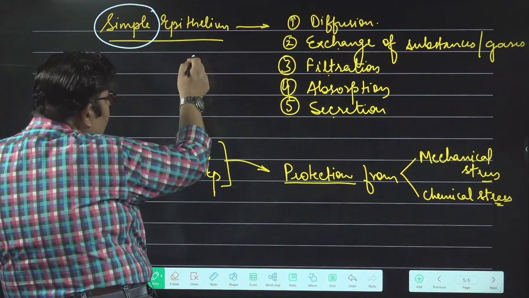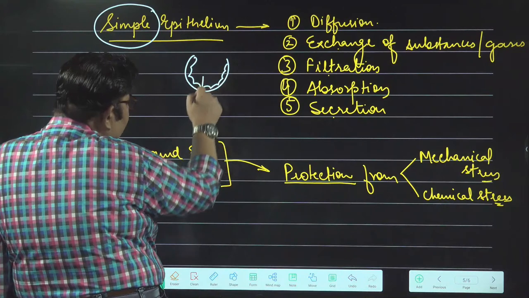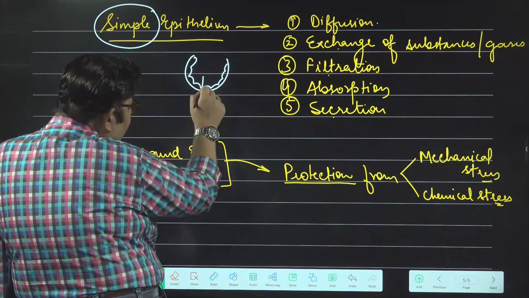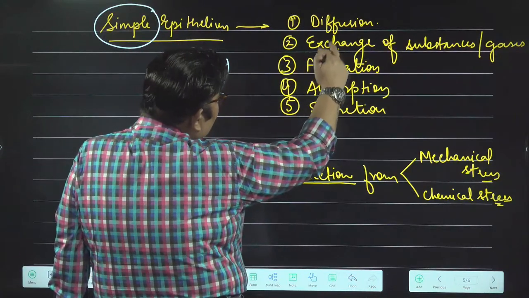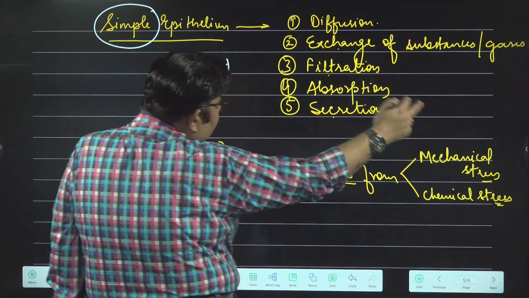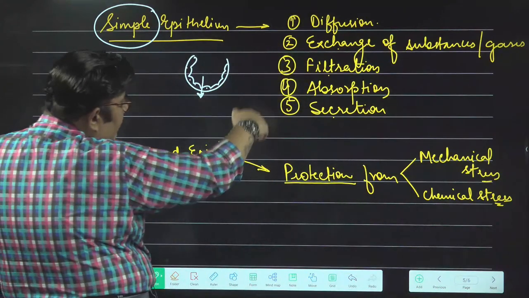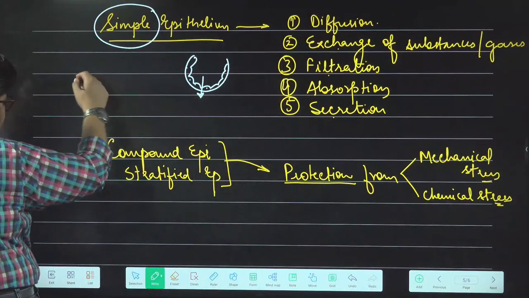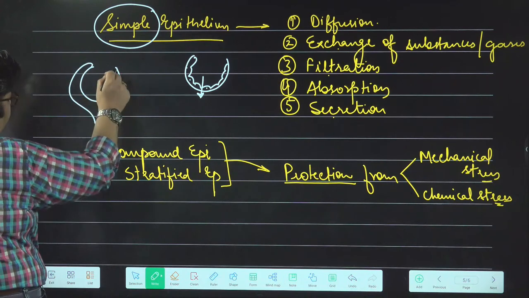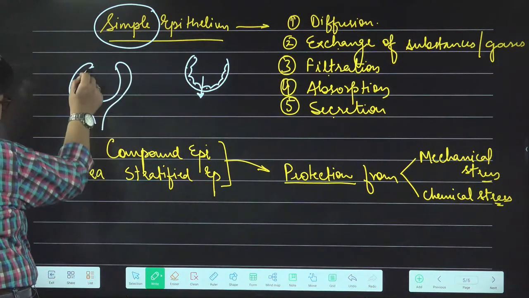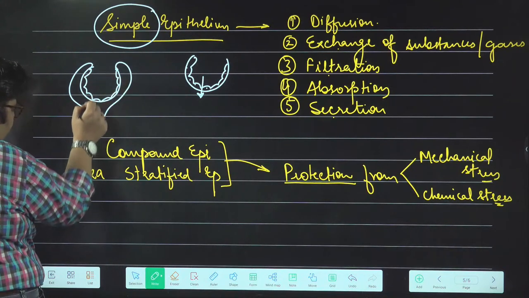When I say diffusion of gases in the alveoli, that means it is always the simple epithelium across which it is happening. Exchange of substances or gases can also be possible only in the simple epithelium. Filtration is happening in the Bowman's capsule, where the filtration of the blood is happening. So this ultrafiltration is also possible through the simple epithelium.